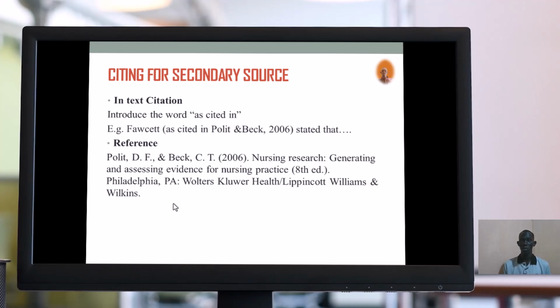Normally we encounter these things when writing academically or in our research. You find the information not from the original writer, but from someone who wrote it as cited. So that is also fine.